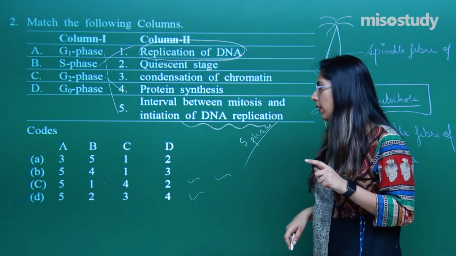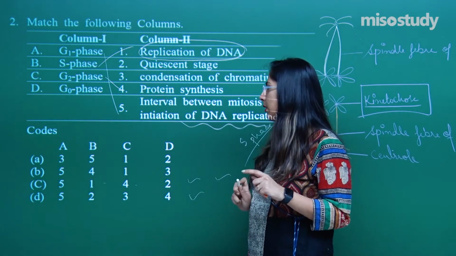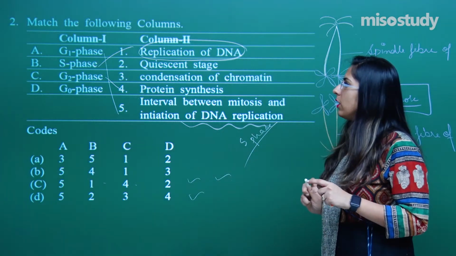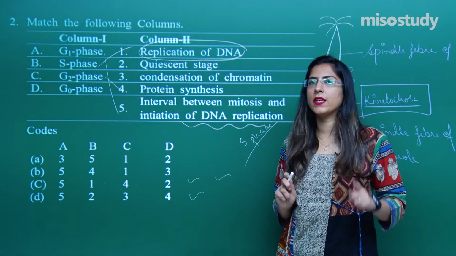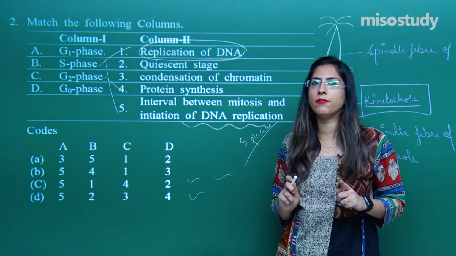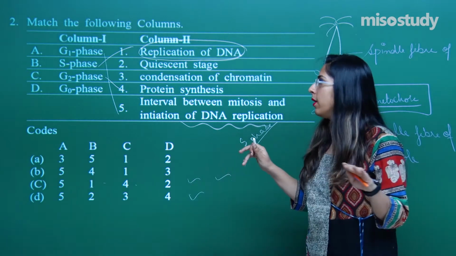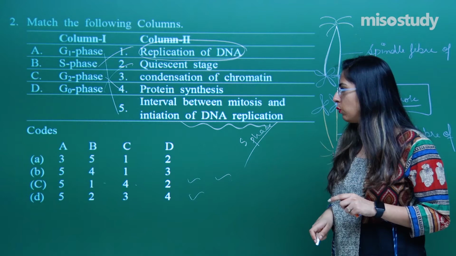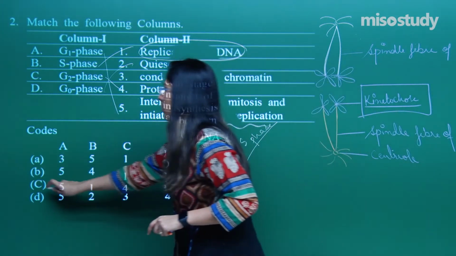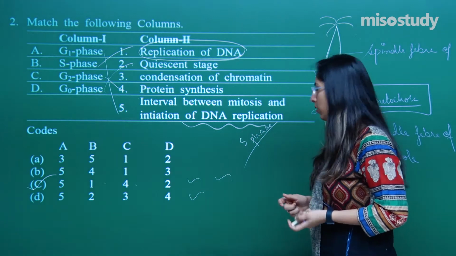We are left with one. So this is the fourth one, this is the right one. Let's look at the D option. In the D option, the G0 phase is there. G0 phase is that phase that is called a quiescent phase, in which no changes in the cell are going on. That means this is a quiescent stage. The correct option is option number 2. So the correct option is option number C for question number 2.